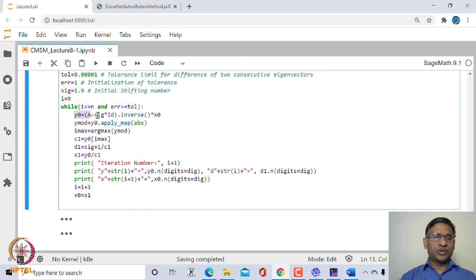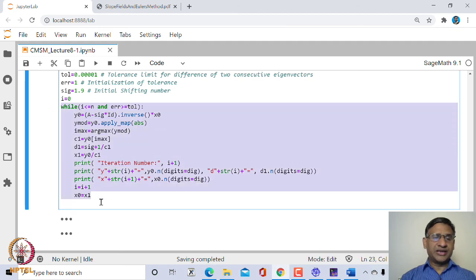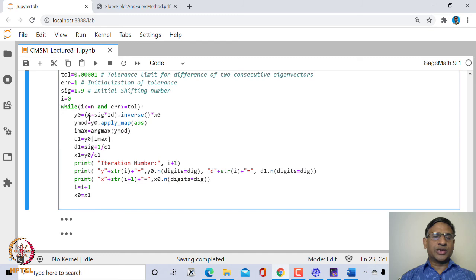you compute y equal to the inverse of A minus sigma times the identity, times x0. Now here I have written find the inverse, but you could apply some other method to solve this. Since this is not a very big example, only a 3 by 3 matrix, finding the inverse may not be all that difficult, but in principle if you want to implement this for any generic matrix, you should avoid finding the inverse.